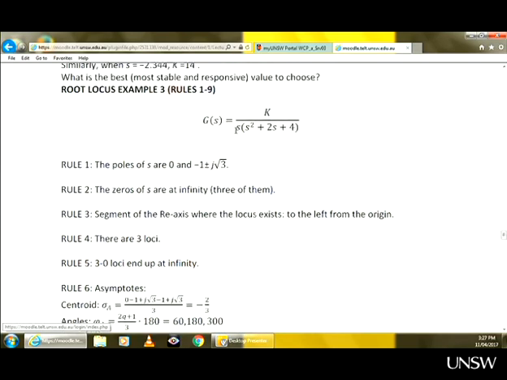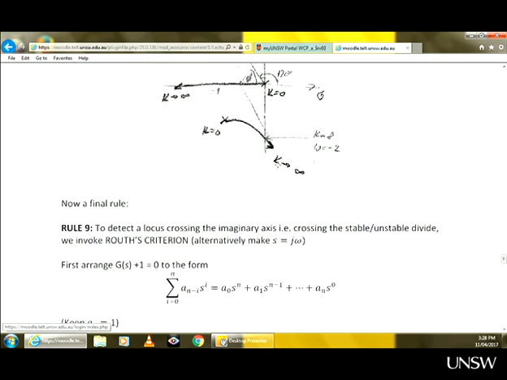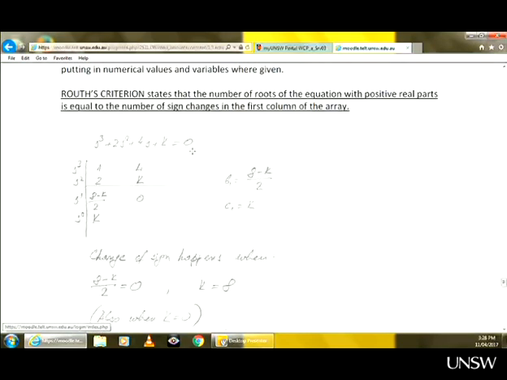The characteristic equation of the closed loop system is s cubed plus 2s squared plus 4s plus k. So it is down here: s cubed plus 2s squared plus 4s plus k equals 0. This is A0. A0 equals 1. Then A2 is 4, you put 4. There is no A4, so it's 0 here. A1 is 2. A3 is k. There is nothing else.